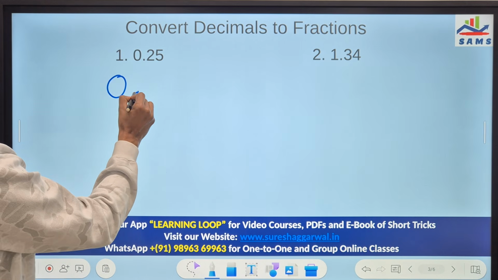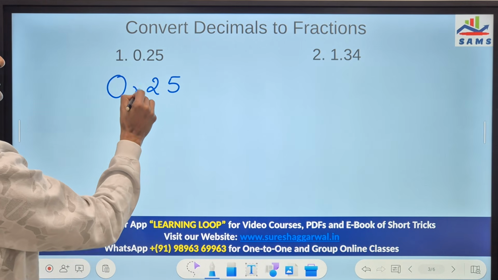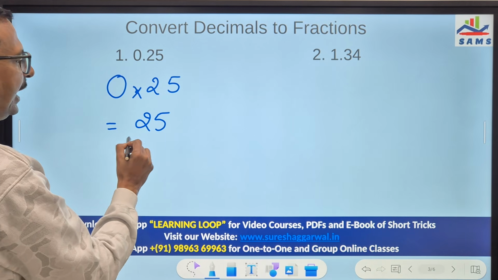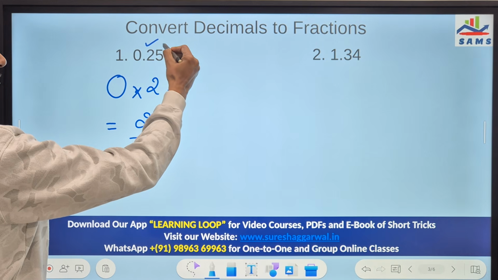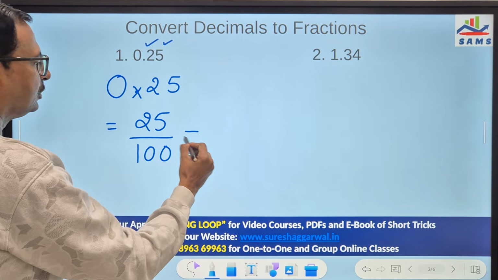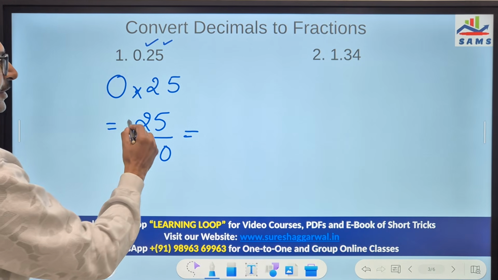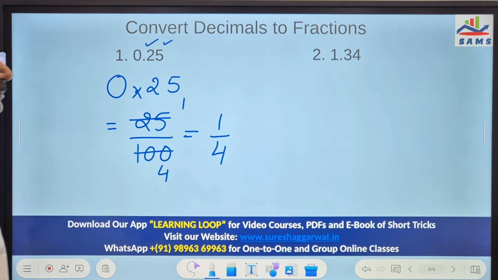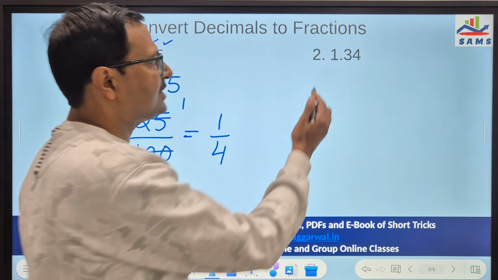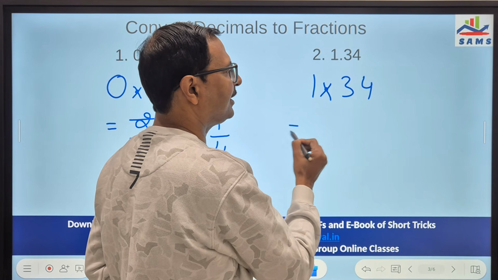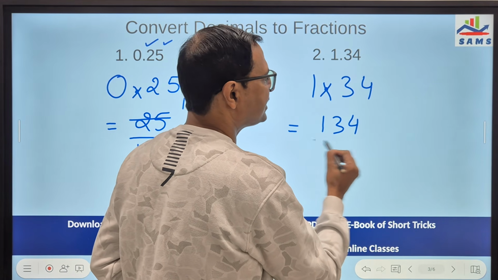0.25. Now for 0.25 I will forget the decimal. Okay, so this is 025, that is only 25, and 1 followed by, because you have two decimal places, 2 zeros, and I know 25 divides 100 exactly 4 times, so your answer for the question will be 1 by 4. Likewise 1.34, forget the decimal, so you have 134, and how many decimal places?